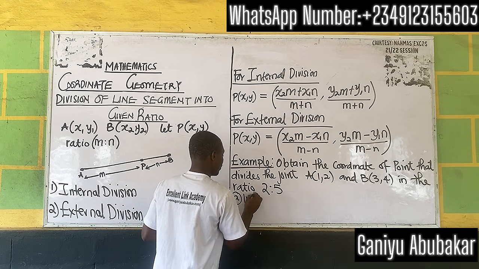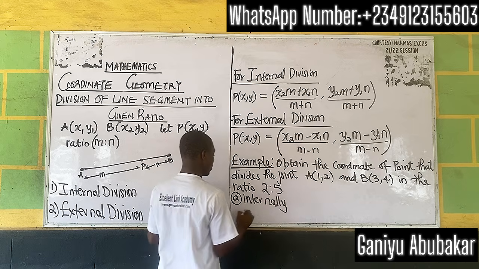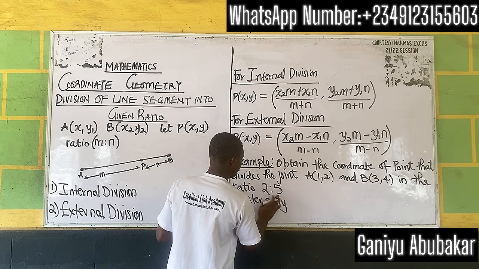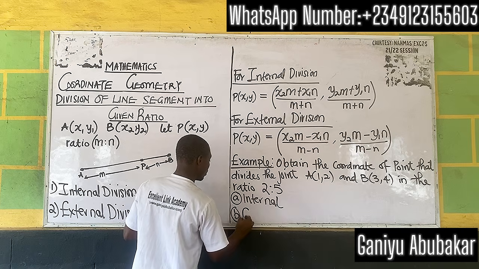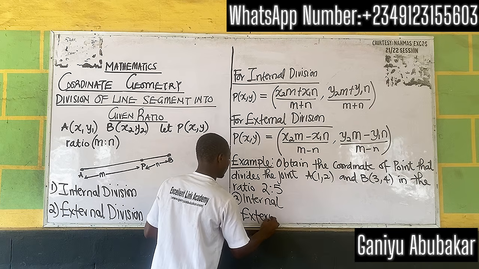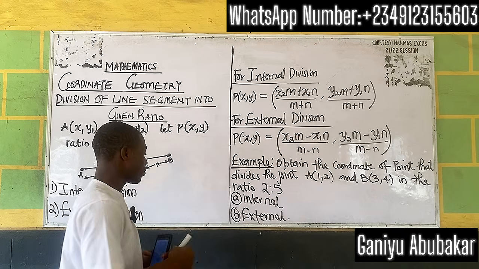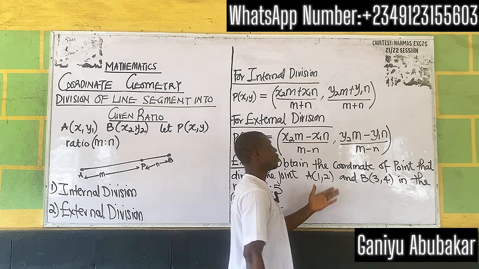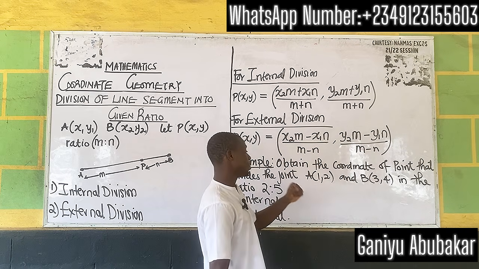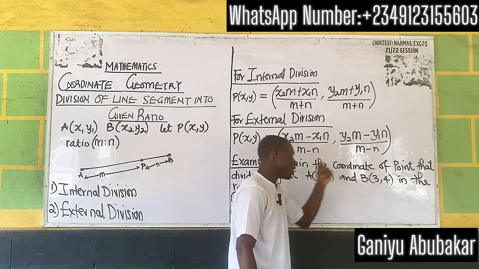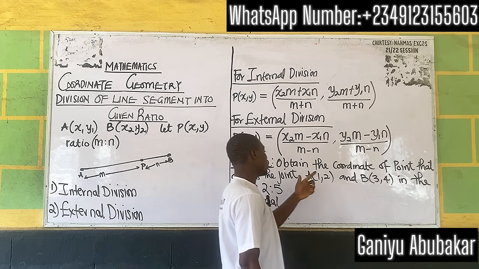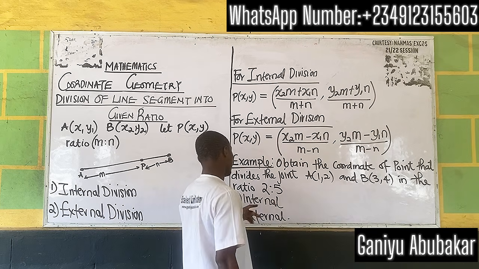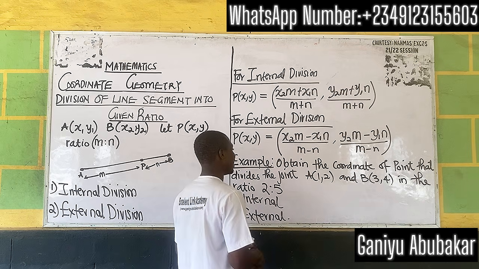A internally, B externally. Internal, right? Internal, B external. All right, let's get this question done. It says obtain the coordinate of point P that divides the joint A and B in the ratio 2:5, internally and externally. Let's get it done.